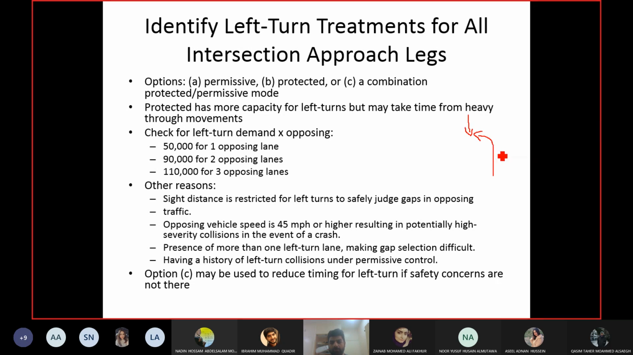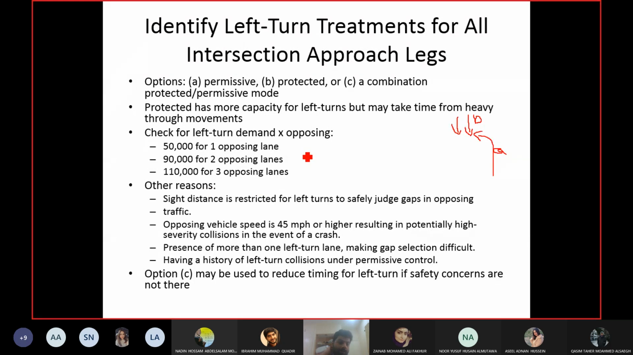Okay, so this is volume A, let's say, and this is volume B. We are talking about A into B here. If you have one lane opposing, then A into B should be at least 50,000 to make it protected. If you have two lanes opposing, so here we have two lanes, then A into B should be at least 90,000 to make it protected. And if you have three lanes, then it should be 110,000 to make it protected.